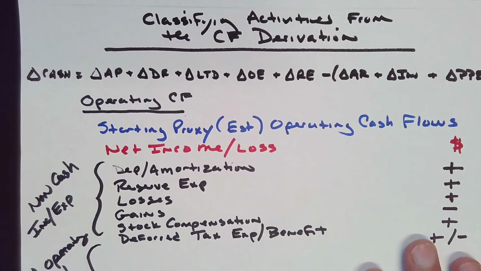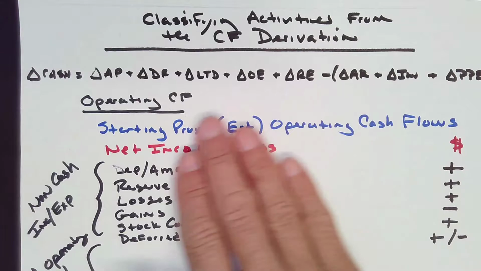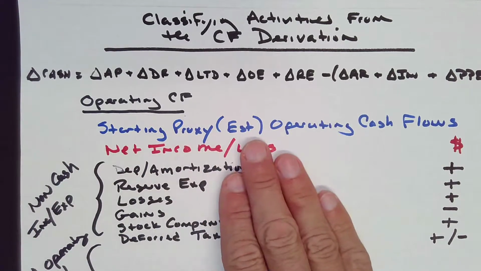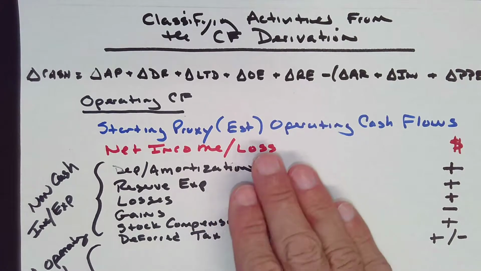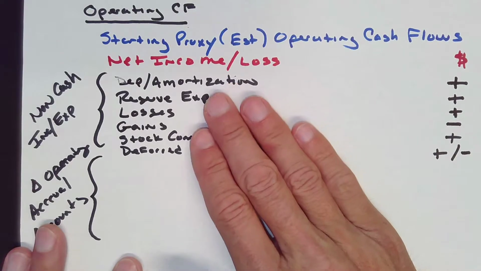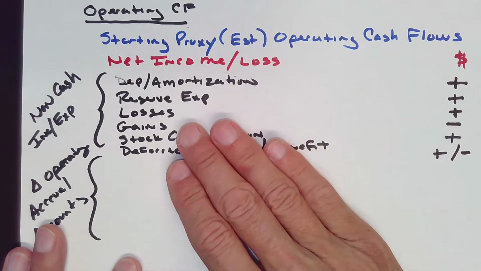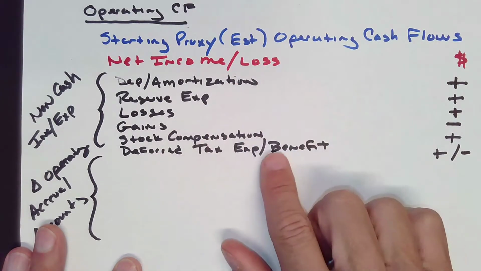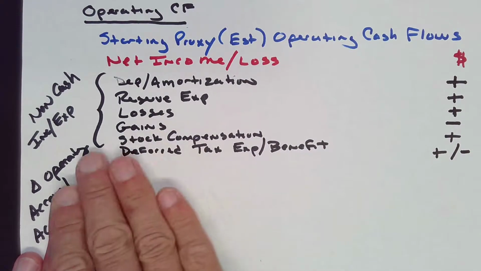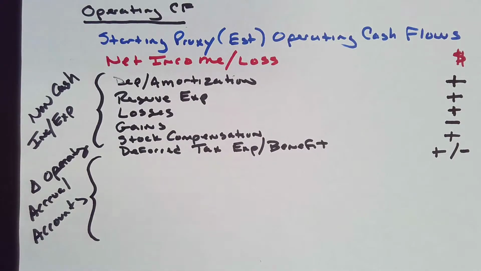Let's move down. We talked about non-cash items that are sitting in net income, and we're making adjustments here. Things we looked at: depreciation, amortization, different types of reserve expenses, losses, gains that are non-operating, stock compensation, and deferred tax expense and benefits. So those would be some of the things that you might see. You may not see them all, but you may see some of them. So let's keep going. And let's think about our operating accounts.